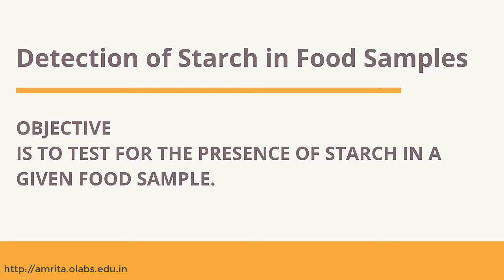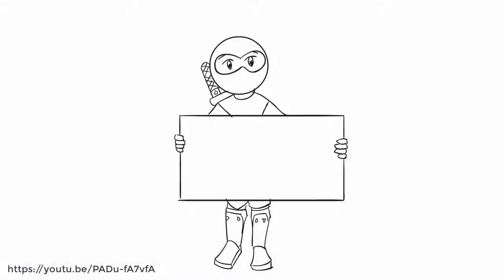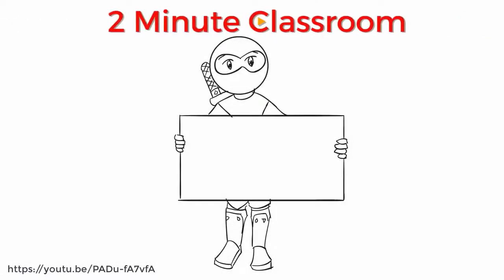Okay, so today we want the detection of starch in food sample, and the objective is to test for the presence of starch in a given food sample. So this is the theory for that. And today we're talking about carbohydrates.